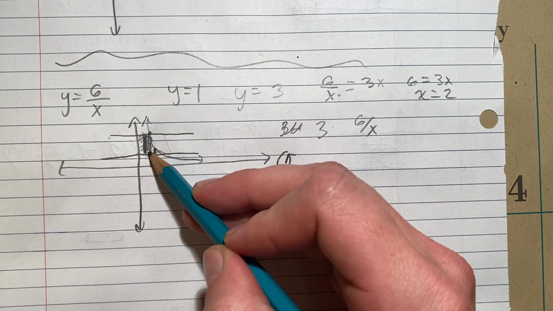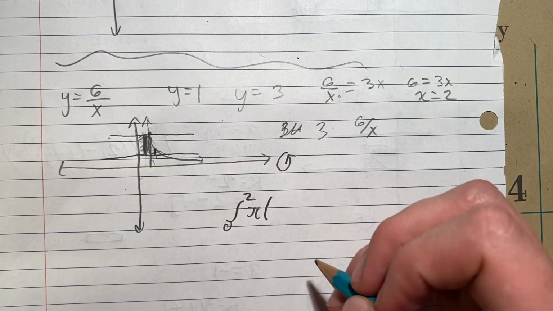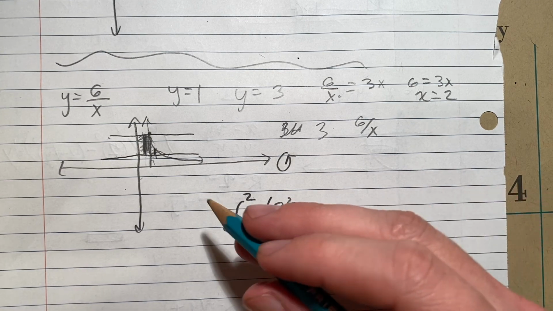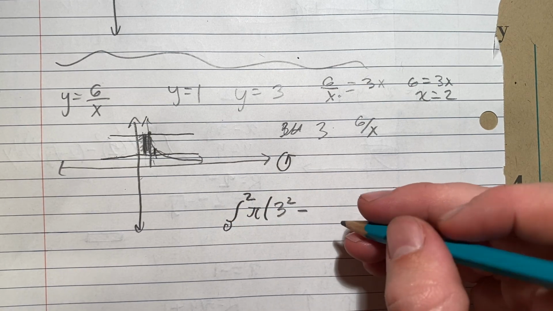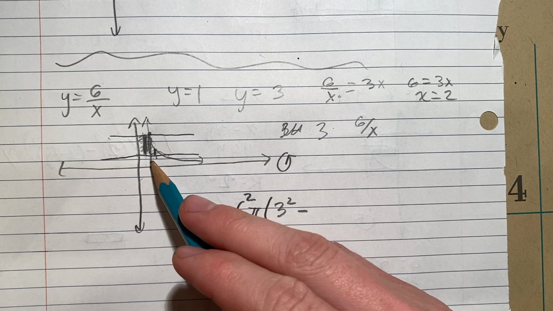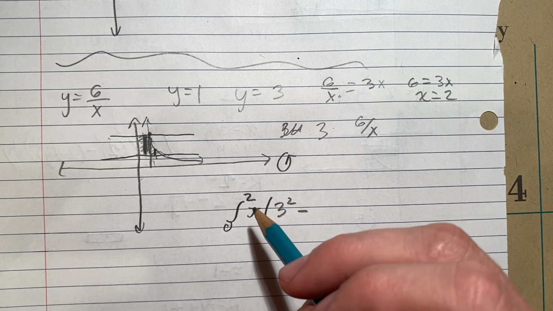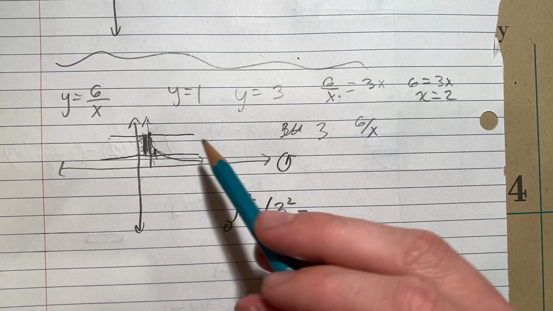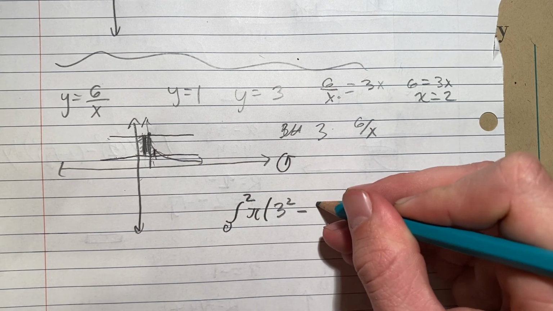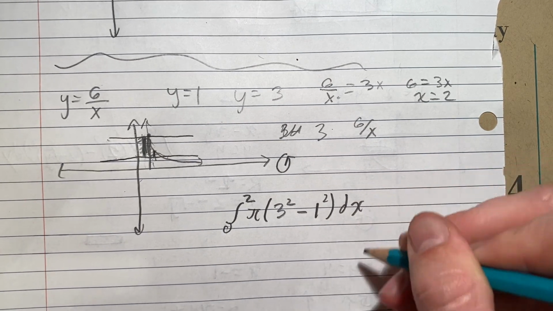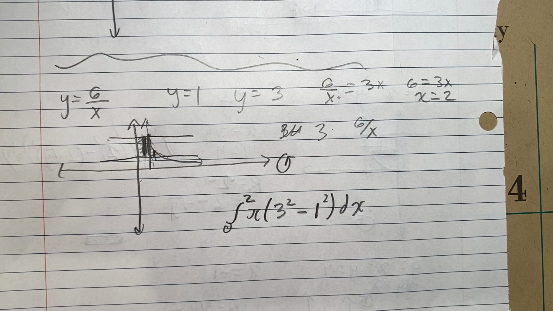This is simply like a little box right here. Big R is just going to be 3 squared minus little r squared. Little r is just going to be 1, because it's top minus bottom, which is 1 minus 0. So that's just going to be 1 squared dx, because we're staying in the x direction, or x coordinates.